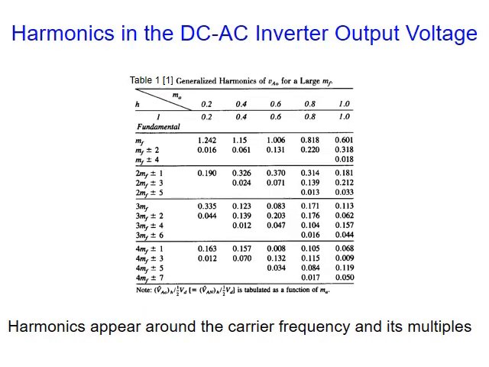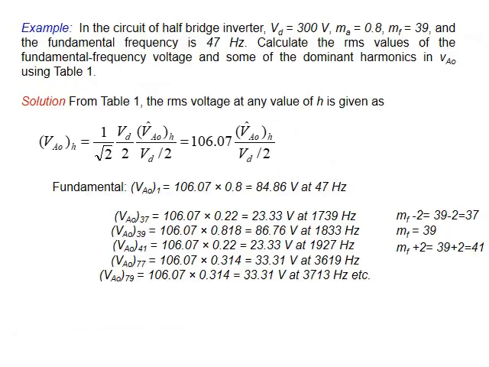Minus 2. At MF, I need to multiply by this point 0.818. If it is MF plus minus 2, I need to multiply by 0.22. As you can see here, I multiplied 0.22 for 41 and 37, and for 39, I multiplied by 0.818, as I explained. This is the voltage for each harmonic, and we can go further.